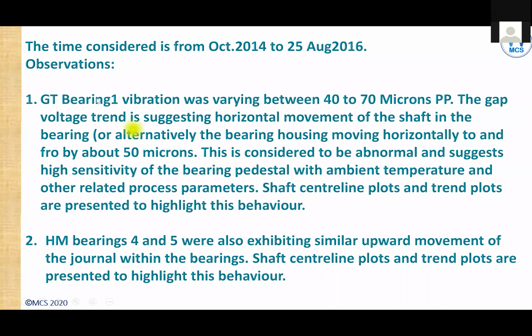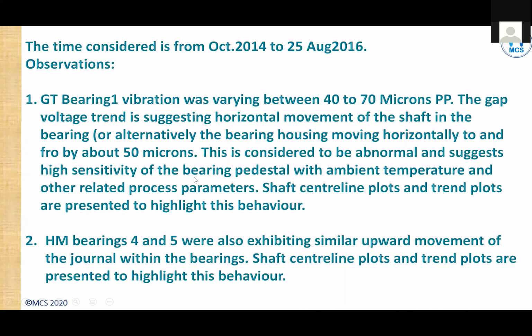So basically the GT bearing 1 vibration was varying between 40 to 70 microns, and the gap voltage trend is suggesting horizontal movement of the shaft in the bearing, or alternatively the bearing housing moving horizontally to and fro by about 50 microns. So this is a relative motion. This is considered abnormal and suggests high sensitivity of the bearing pedestal to ambient temperature and other related process parameters. Shaft center line plots and trend plots are presented to highlight this behavior. So basically there is a relative movement happening in bearing 1.